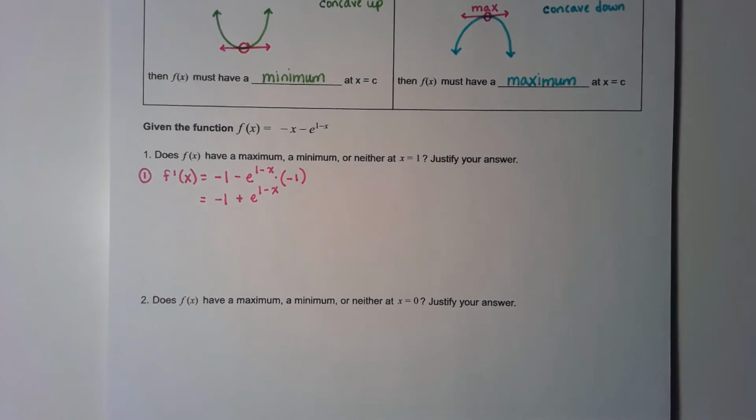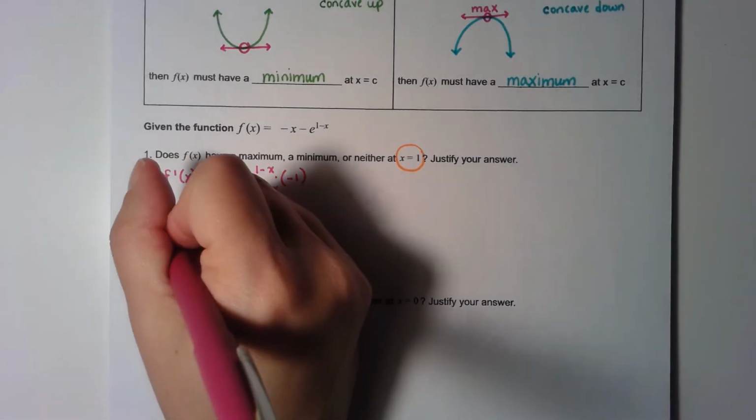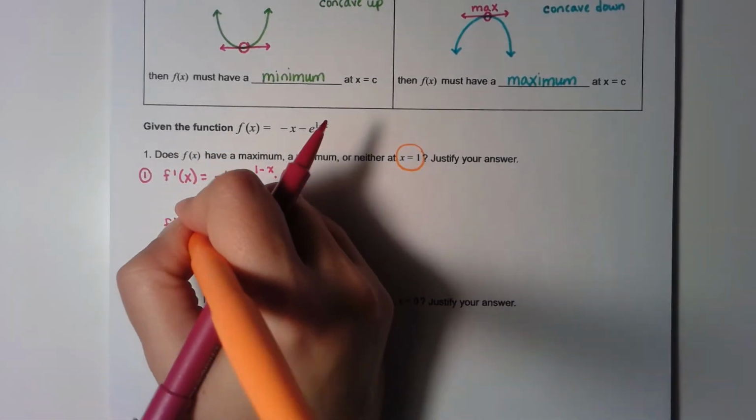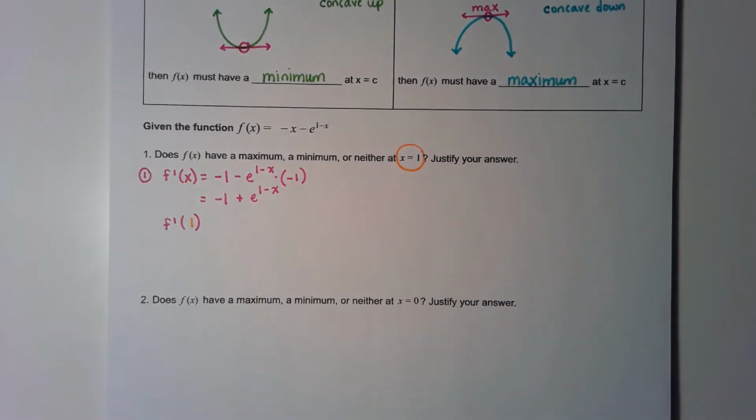Now the next step is I'm going to take this specific x value, which in this case I'm talking about the number 1, and I'm going to plug that number into my first derivative. Because in order to have any kind of a max or a min, the first derivative needs to have a critical point, so a place where it's equal to 0 or undefined.